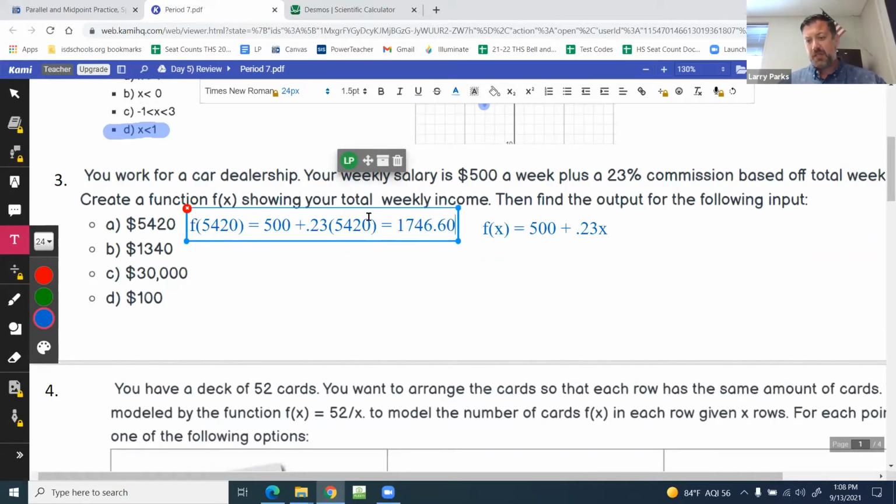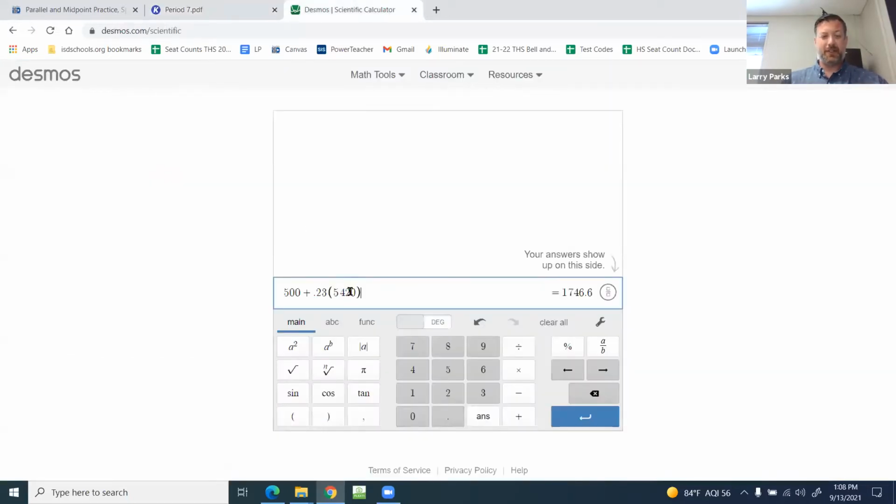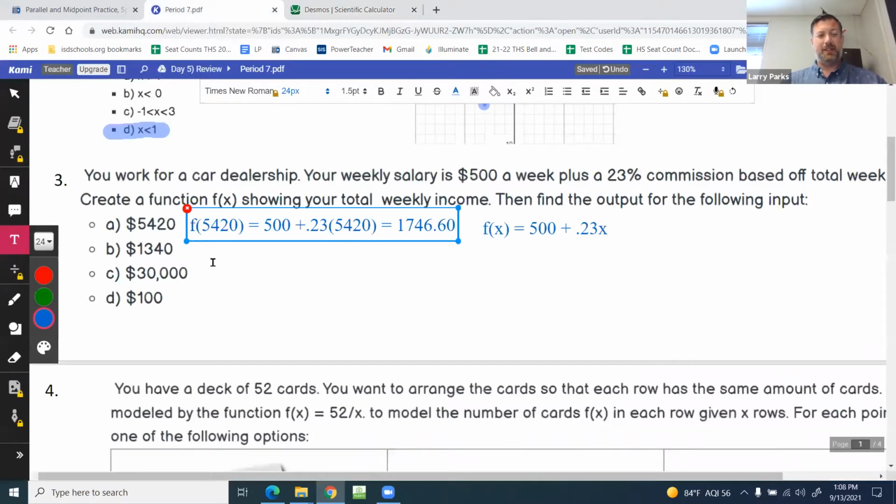As a week, it's okay. And then I'm gonna plug in 1340, so I could just come here and change that to 1340, and I get 808.2. So if I have $1,340 worth of weekly sales, I get back $808. Really not that great.